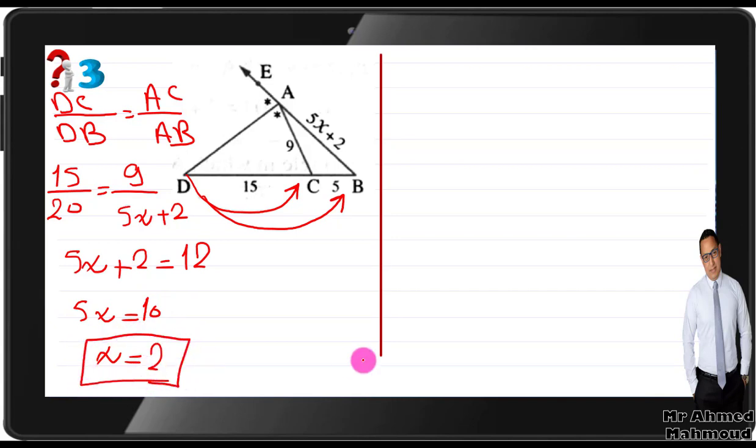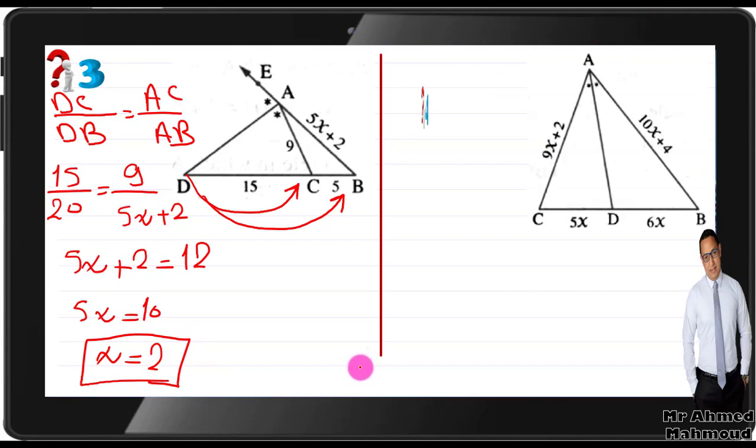Okay, the next question, number 4. AD is the internal bisector, so DC over DB equals AC over AB. Again, 5x over 6x equals 9x plus 2 over 10x plus 4.